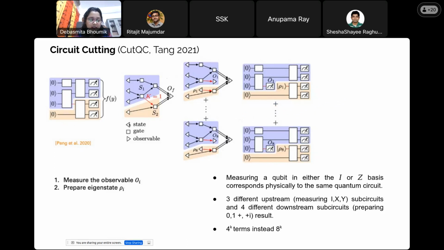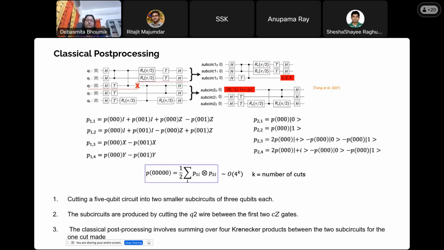So for the states, gates and observables, different symbols are given, and there are 8 products O1 to O8 here. CutQC shows that instead of I, X, Y, Z we need only I, X, Y, and instead of 0, 1, plus, minus, plus i, minus i we only need 0, 1, plus and plus i results. So instead of 8^k terms we basically need 4^k terms. And why 4^k terms we can see from this slide.